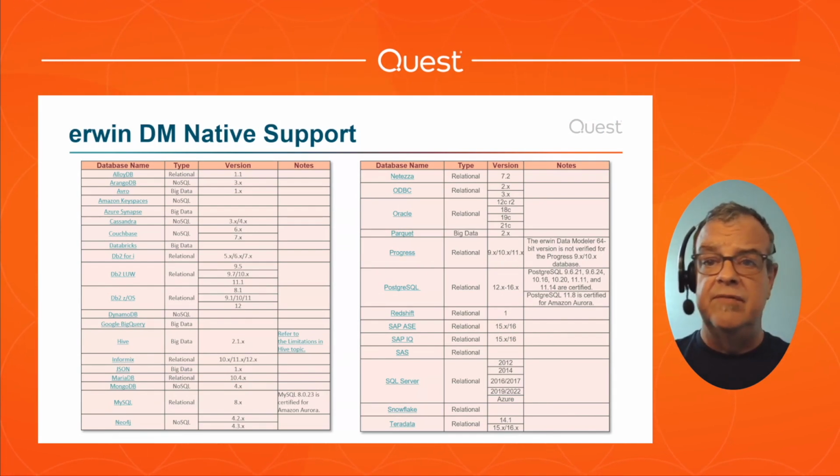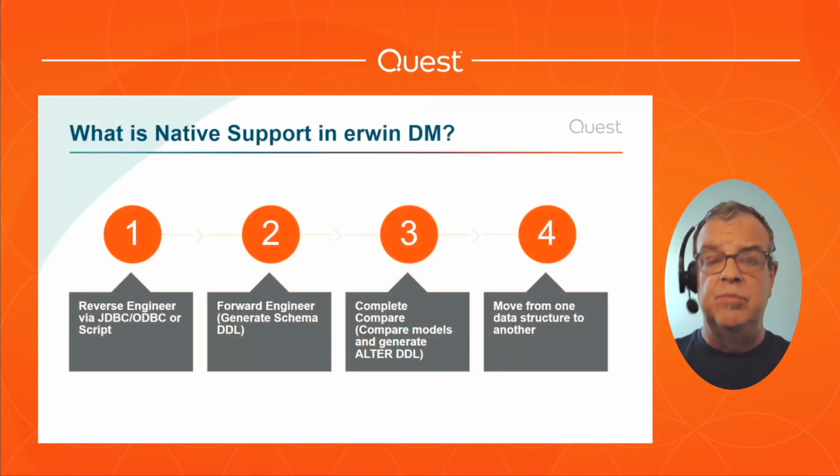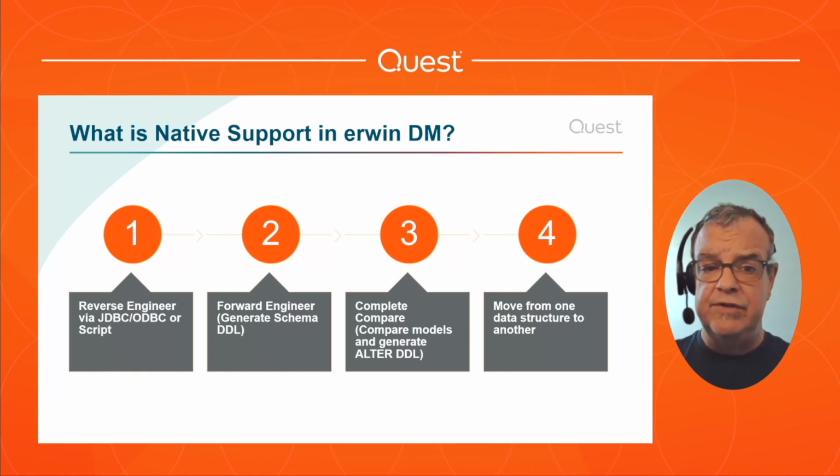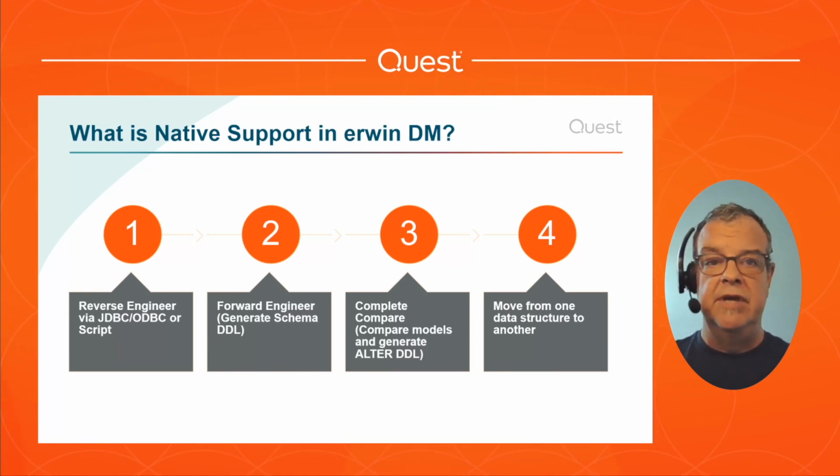We can get you more detailed documentation on how to reverse engineer these because they all have their own specific nuances. Once again, just to review, what does native support refer to in Erwin DM? It gives us the ability to reverse engineer via JDBC, ODBC, or a script file, to forward engineer, generating a document or DDL, to provide complete compare, where you can compare models and then do an impact analysis to generate the appropriate altered DDL, and then also to convert from one of these 33 data structures to another. This is all included in Erwin Data Modeler Standard Edition.